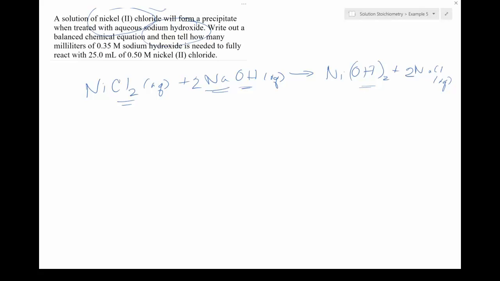Now this question's a little bit different than what we've worked before. We have been focused solely on trying to find out the mass of a precipitate, for example, in the last 2 examples. Well, this time, again, a little bit different. What they're asking us to do is tell how many milliliters of sodium hydroxide we're going to need to react with the nickel(II) chloride that we have. So we're told that we have 25.0 milliliters of nickel solution that is 0.50 molar, right? So moles per liter. So again, I can get moles out of this.